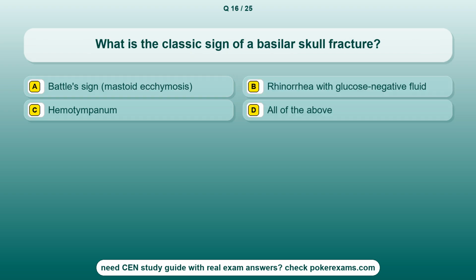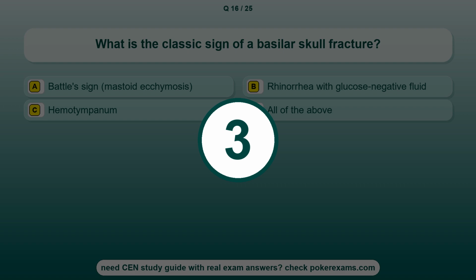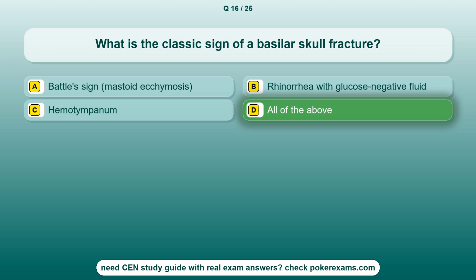Question 16. What is the classic sign of a basilar skull fracture? Option A, Battle's sign, mastoid ecchymosis. Option B, rhinorrhea with glucose negative fluid. Option C, hemotympanum. Option D, all of the above. The correct answer is option D, all of the above.